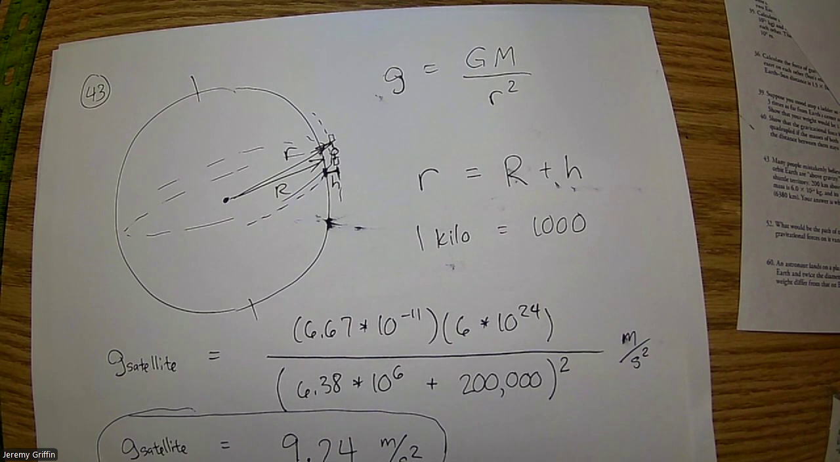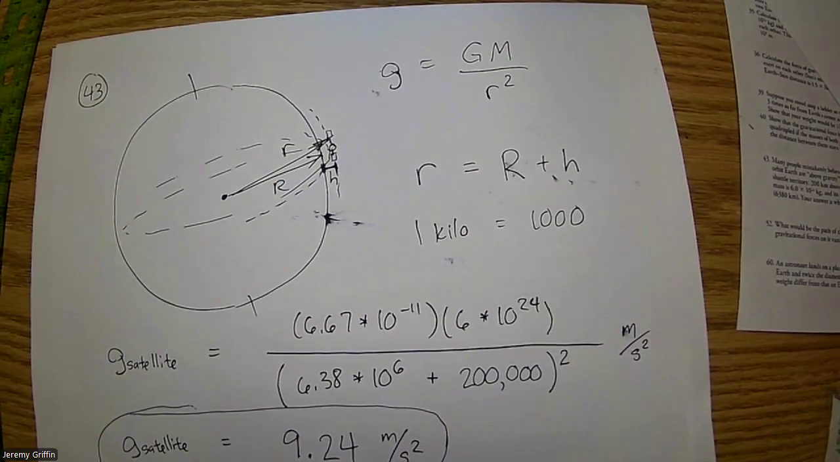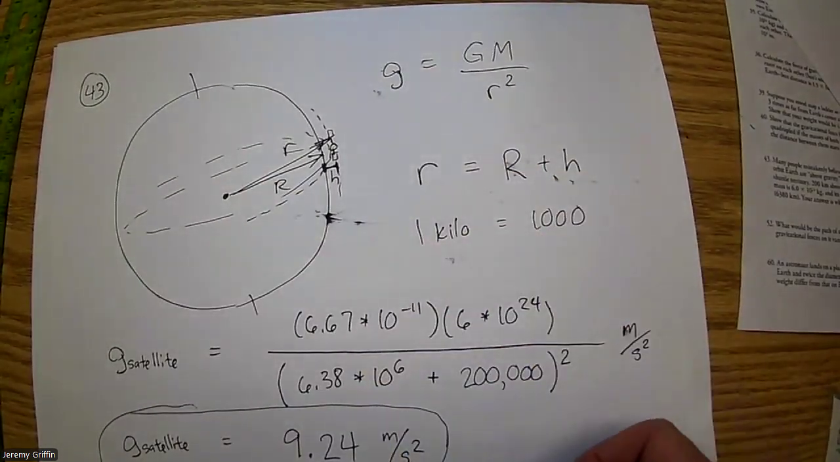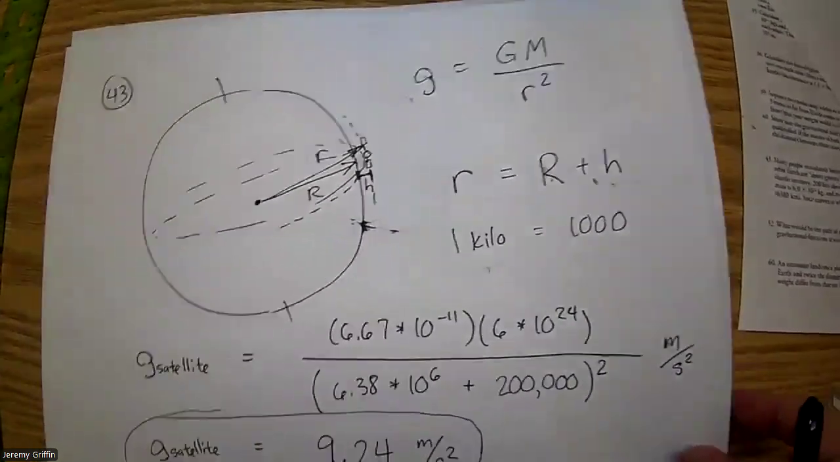All right. You guys good? Yeah. So the gravity field is nearly the same as what it is on Earth. It's just that they're in perpetual free fall. They're always falling around the Earth. That's 43.